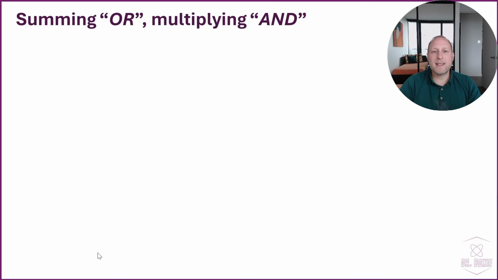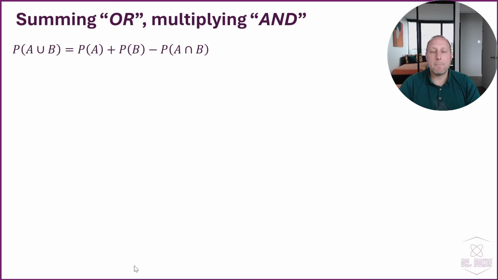There is sometimes a misunderstanding about the probability of A or B and the probability of A and B. I've heard students say, for instance, that the probability of A or B is simply the probability of A plus the probability of B. That is in general not true. What is true, as we've seen in one of the previous lessons, is that the probability of A or B is the probability of A plus the probability of B minus the probability of A and B.